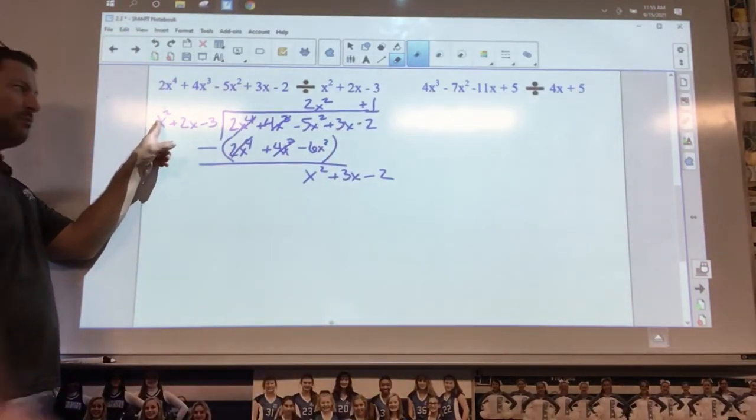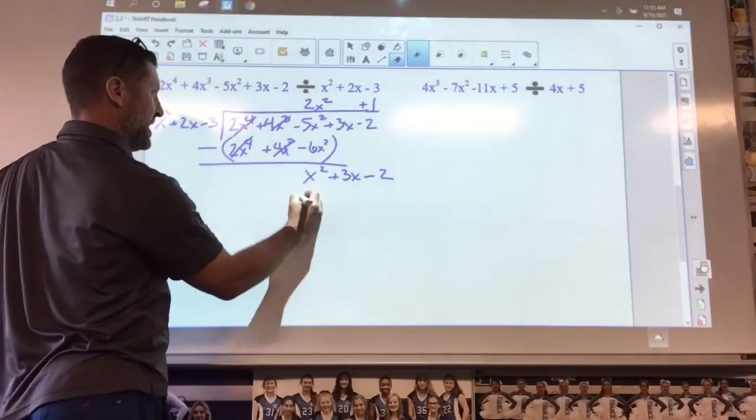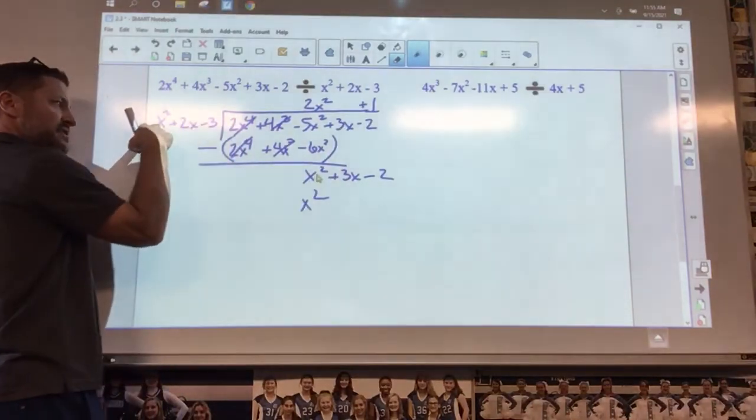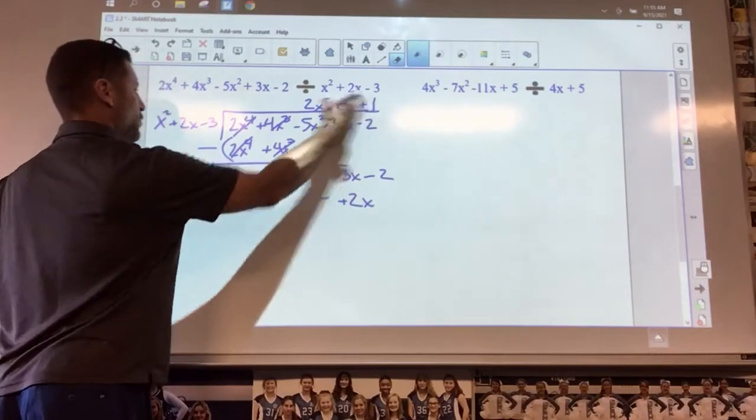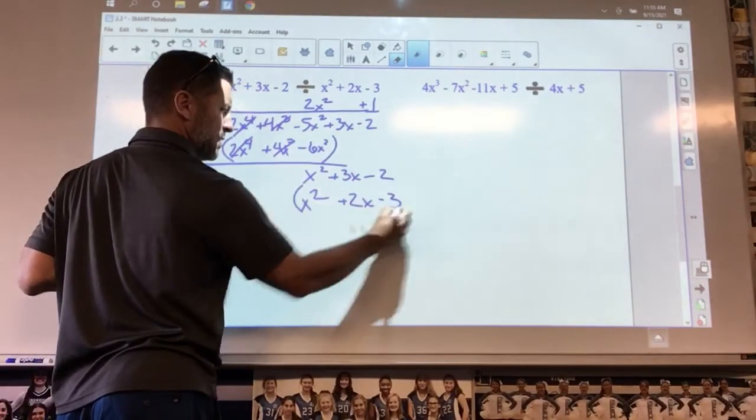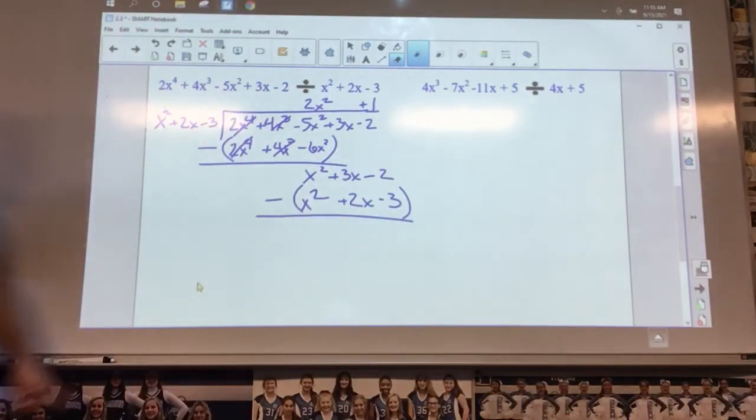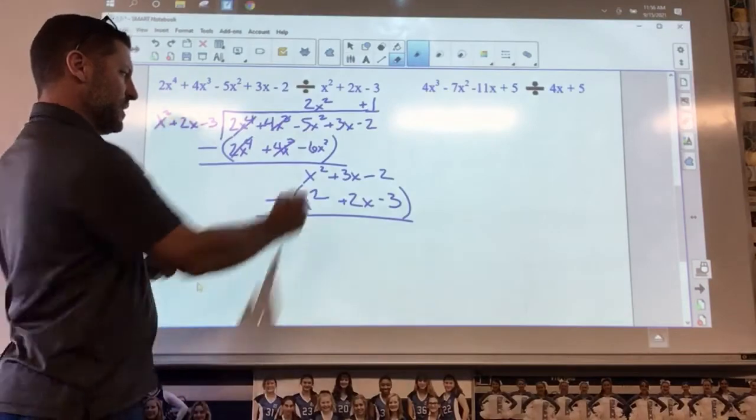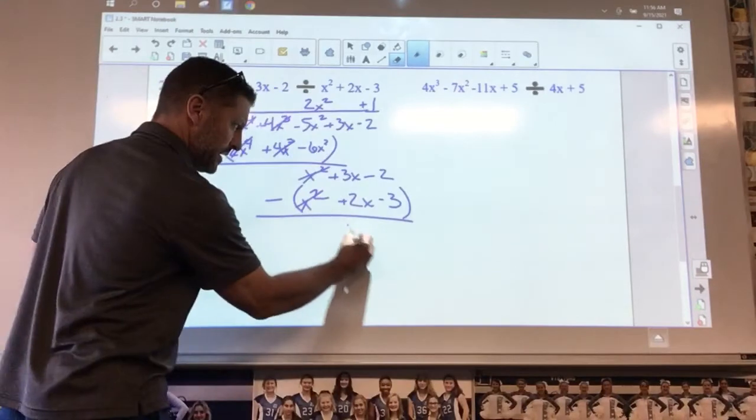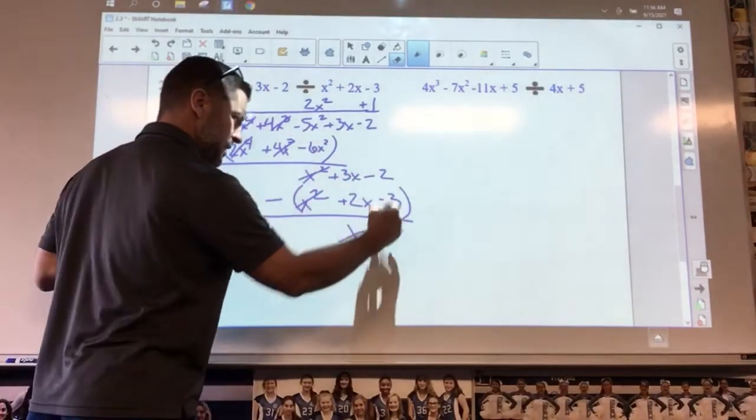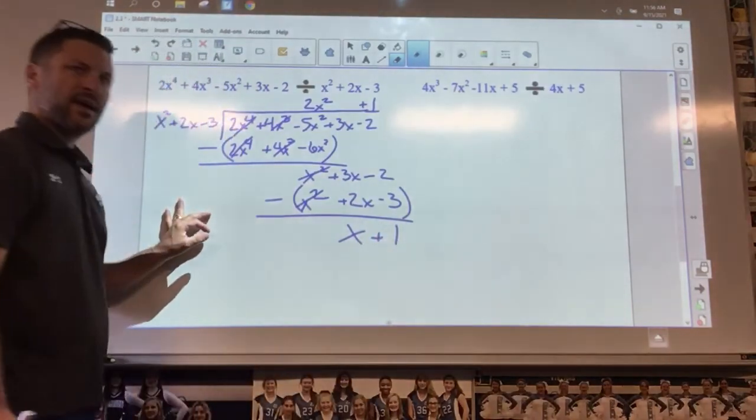So now I'm going to multiply. I'm going to take that number and multiply through. 1 times x squared is x squared. 1 times 2x is 2x. And 1 times negative 3 is negative 3. Gotta subtract. X squared minus x squared, gone. 2x minus 3x gives negative x, and negative 2 minus a negative 3 is plus 1.